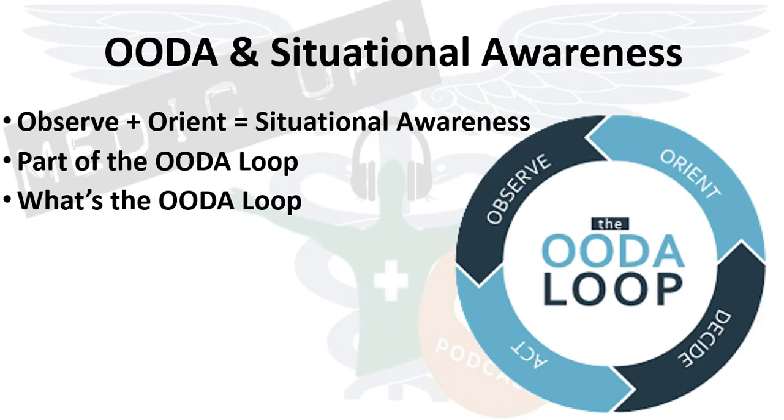That's what developing situational awareness really involves, because orientation tells us what we should look for when we're observing, and then takes those observations and puts them into context so we know what to do with the information, and that's going to help you to decide and then ultimately act, reassess, and then continue that loop.